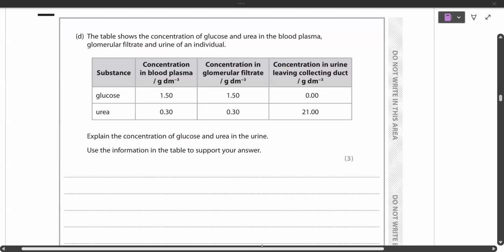Explain the concentration of glucose and urea in the urine. Use the information and be able to support your answer. Right. For this question we need to talk about the proximal convoluted tubule and selective reabsorption.